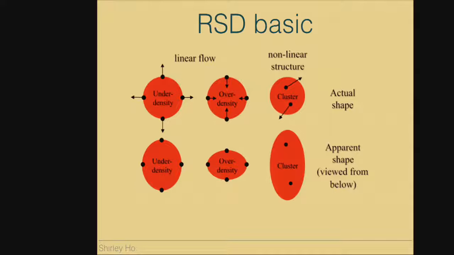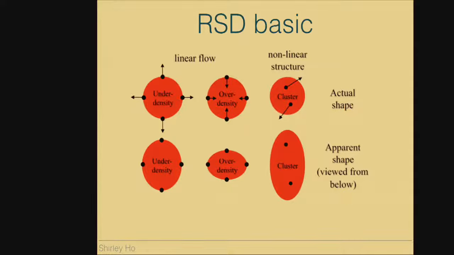Sorry, I need to have a laser pointer, just realized. So this is what you see in your eyes down here. We're observing down here. So this dot has moved, looks like it's actually further away from us. And this dot has moved in, so it looks like it's closer to us. That's why on the larger scales, it's squashed.